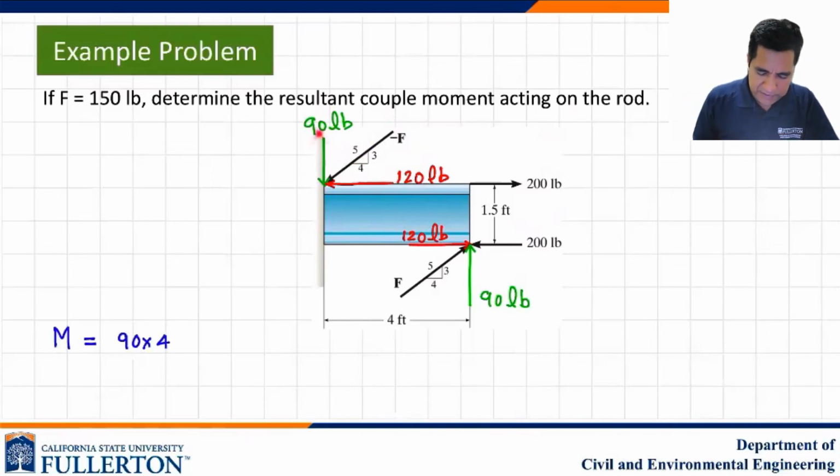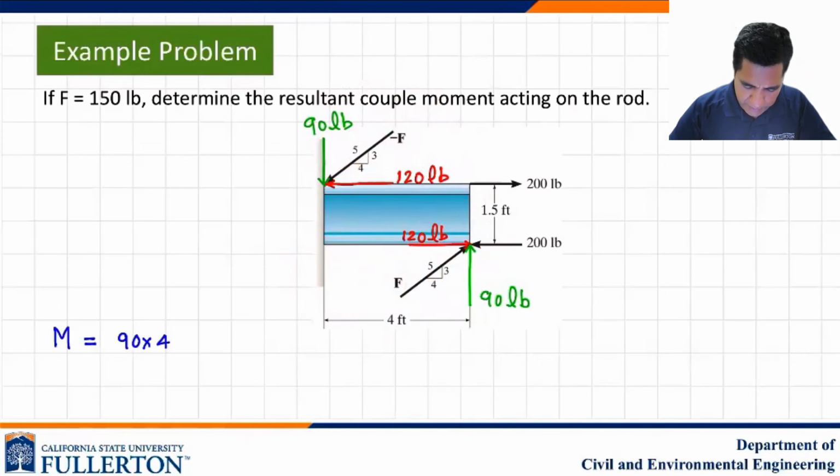So first couple is 90 and 90. The magnitude is going to be 90 times 4. So 90 and the distance between them is 4. So 90 times 4. It's a positive couple because if you look at the rotation, these 90 and 90 will try to rotate the system like this, right? So they are trying to cause the rotation like this. So this rotation would be counterclockwise, or if you use the right hand rule, your thumb is going to point upward. So it's a positive moment.